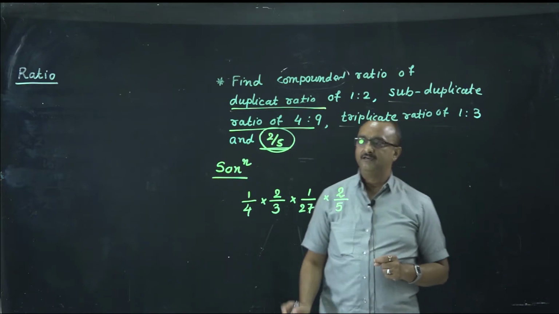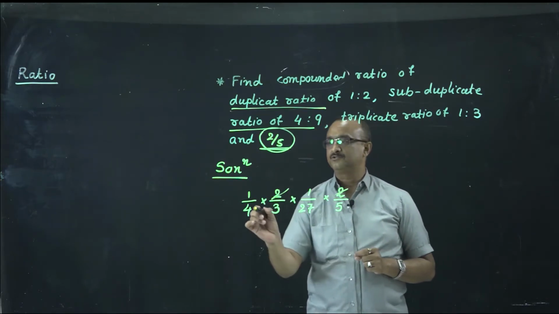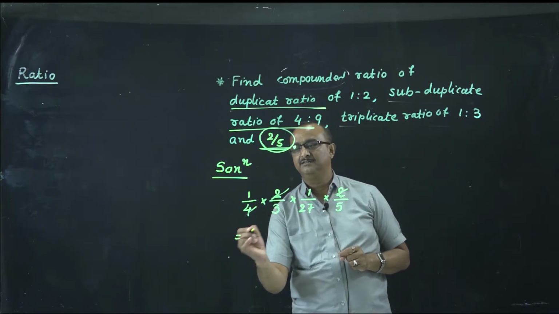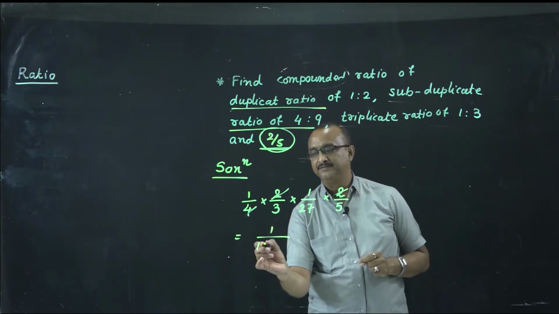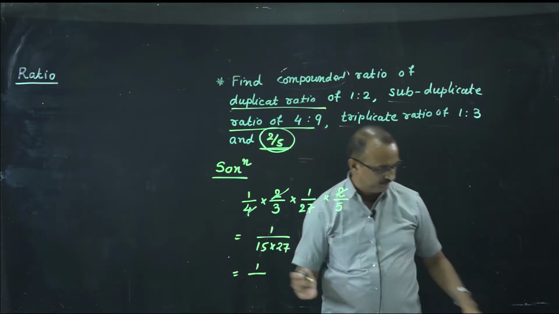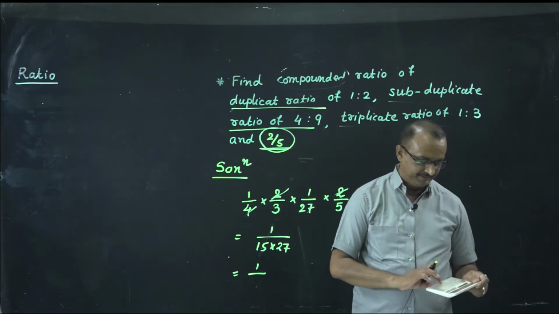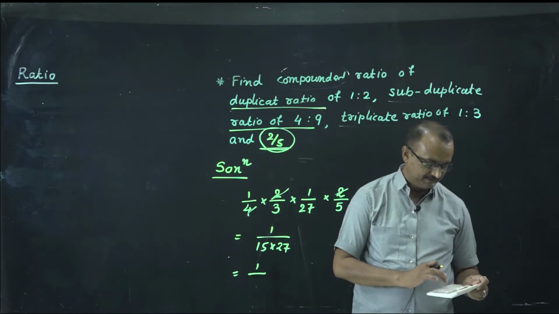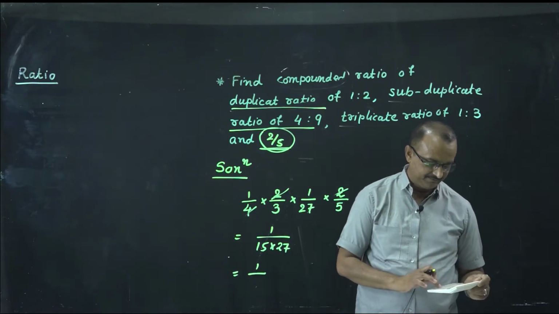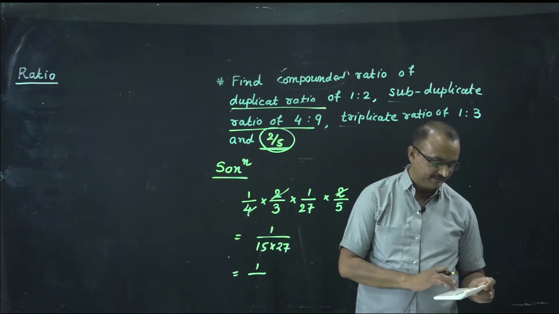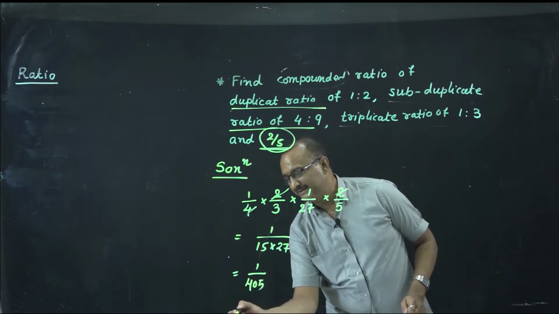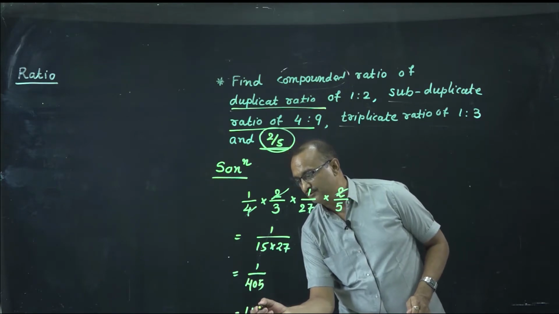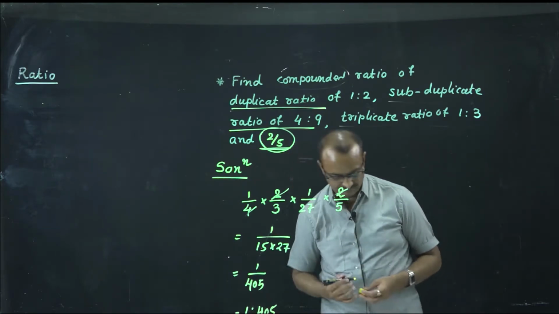Okay. Now, if we solve these terms, 2 cancel, 4 cancel, and we get 1 upon 15 into 27, which is equal to 1 upon 15 into 27. Sorry, 15 into 27 equals 405. So the ratio is 1 is to 405. Okay.